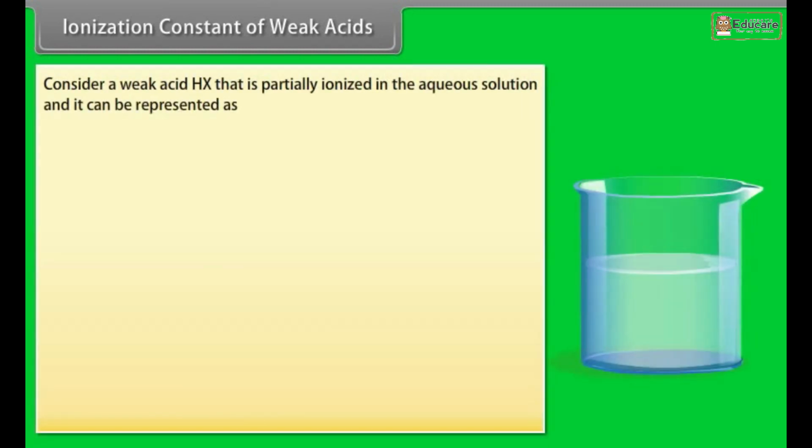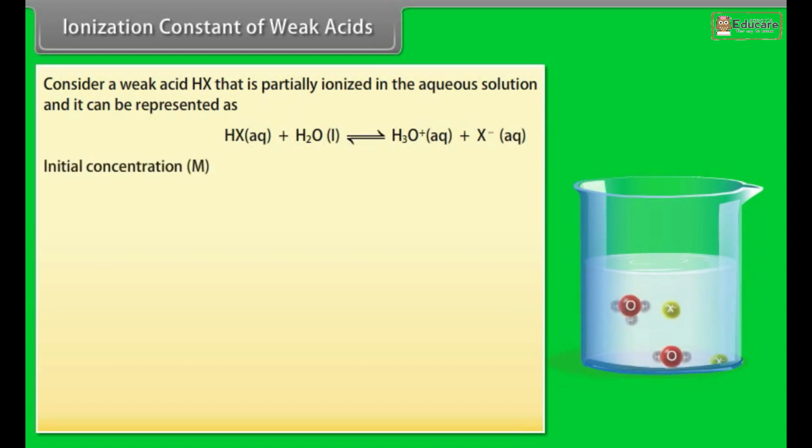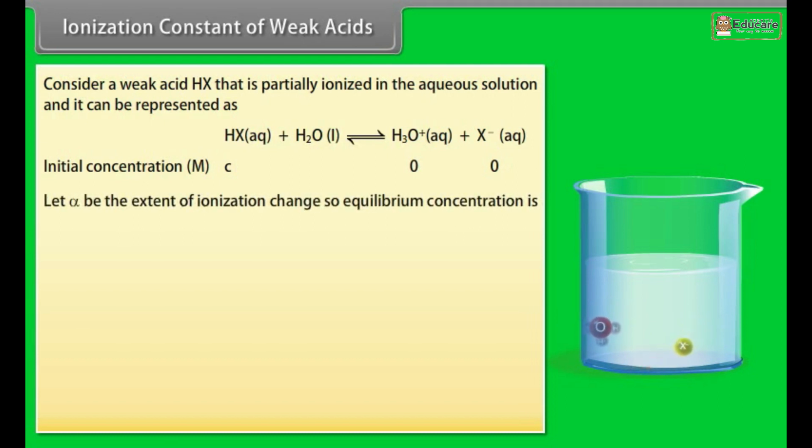Ionization constants of weak acids. Consider a weak acid HX that is partially ionized in the aqueous solution, and it can be represented as: let the initial concentration of HX be C. Let alpha be the extent of ionization change, so the equilibrium concentration of HX is C minus C alpha. The H3O plus equilibrium concentration is plus C alpha, and the X minus equilibrium concentration is plus C alpha.